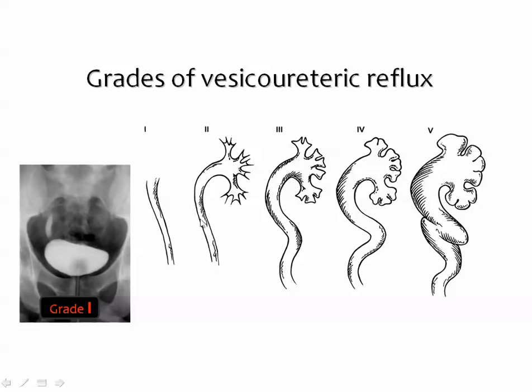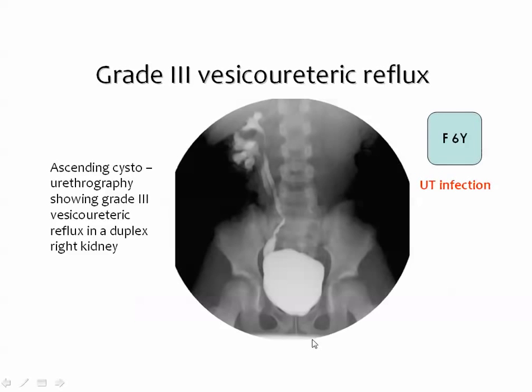And the reflux has 5 grades. The minor one, which is grade 1, is just refluxing into a normal caliber ureter. Grade 2, reflux reaches the kidney with normal appearance of the pelvicalyceal system. Then grade 3, the pelvicalyceal system and ureter are mildly distended. Grade 4, moderately dilated. Grade 5, severely dilated tortuous ureter with ballooning of the collecting system.